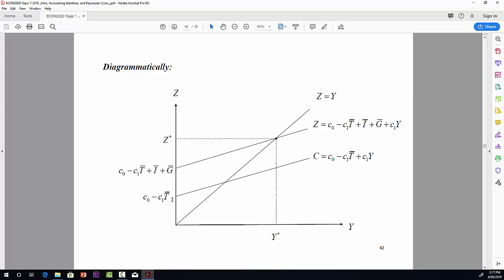So remember, the consumption function has an intercept, C0 minus C1 t bar, and then it has a slope of little c, the marginal propensity to consume. So it looks like this, as before, exactly as before.